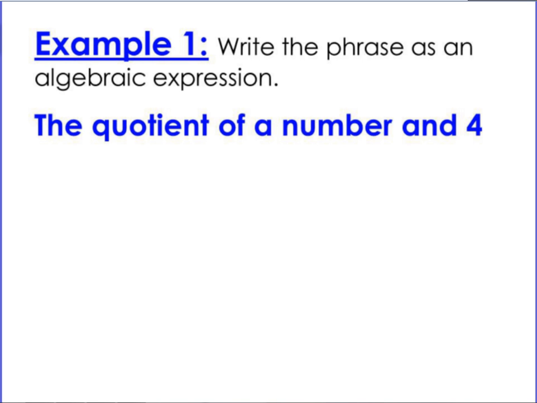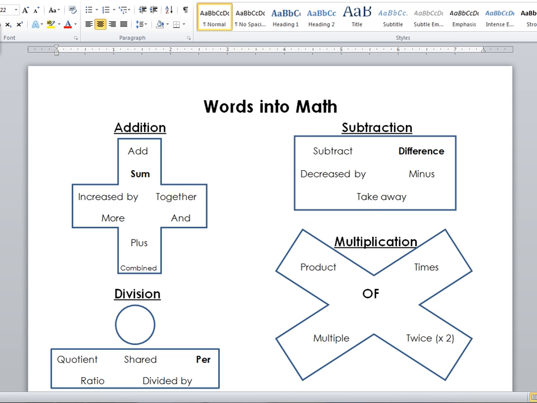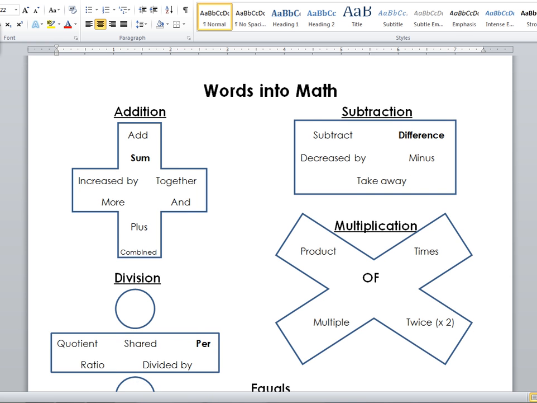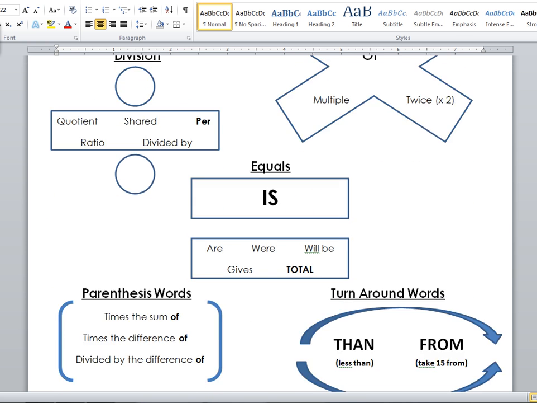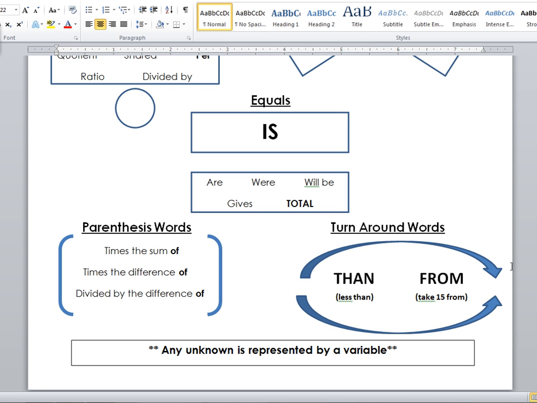And what I want you to have out next to you or near you somewhere is this paper that we gave you earlier today. So when you're looking at this, it's got common words that mean addition, subtraction, multiplication, division. Equals is, that's a big one. But the new ones that you may not have known a whole lot about were the than and the from. Those are turnaround words, which means it's going to flip the order of what's going on in the problem. So we'll talk a little bit more about that. And the parenthesis words, those are going to be important as well. So just keep this handy so that you can look at it, because I'm going to reference back to it a few times.